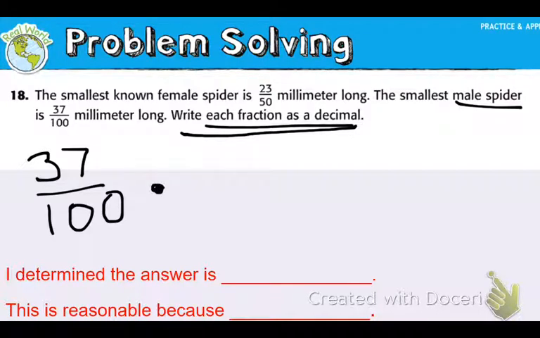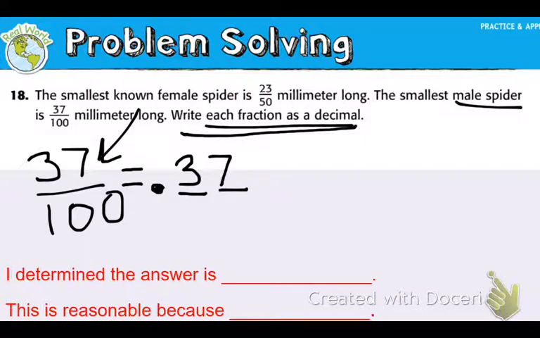So I just need to make sure that 37 is in the tenths, hundredths place. So I know that 37 out of 100 is the same value as 37 hundredths. Let's move on to the female spider.